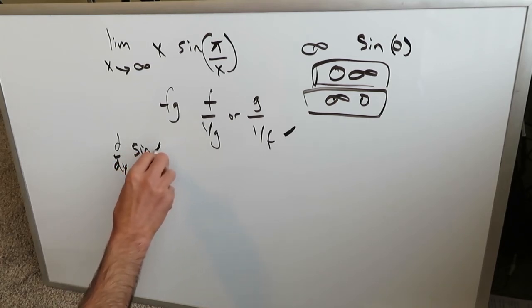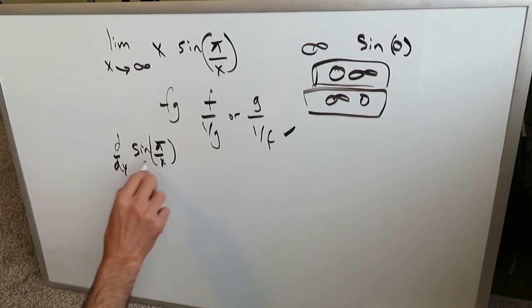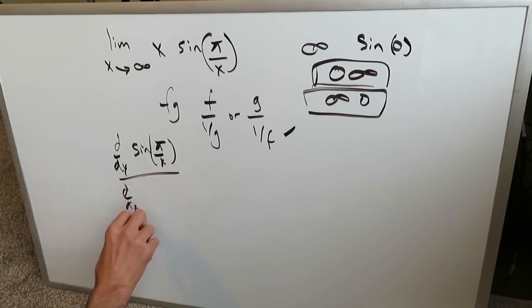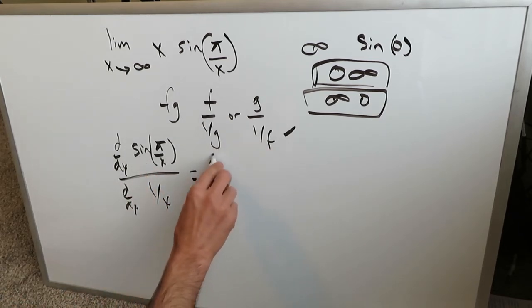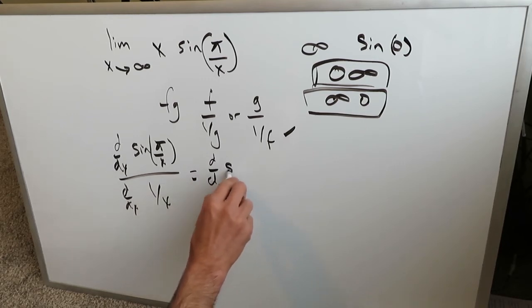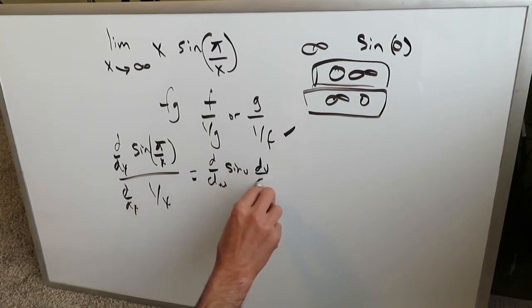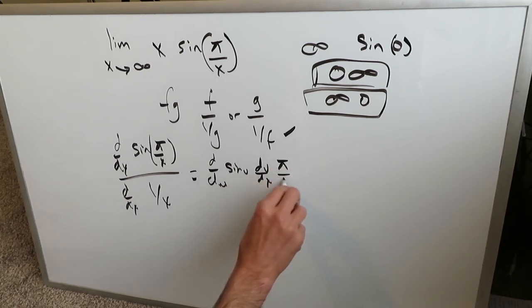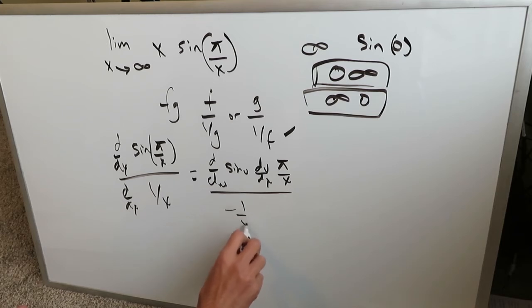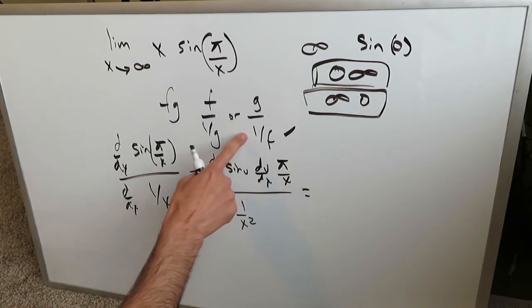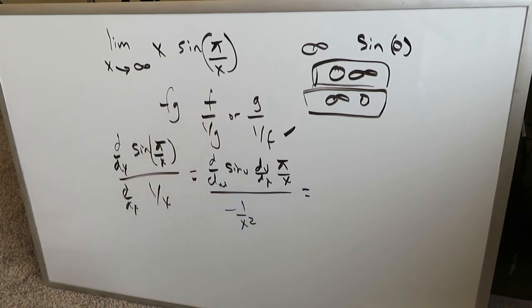I'll do sine pi over x, and then I'll do the derivative over here of 1 over x. This right here is going to be a composite. You're going to do d over du of sine u, and then du over dx of pi over x. And this right here, the derivative of x to the power minus 1, is minus 1 over x squared. Sometimes we find out the derivatives are becoming too complicated, then we've probably picked the wrong frame and we should go the other way.